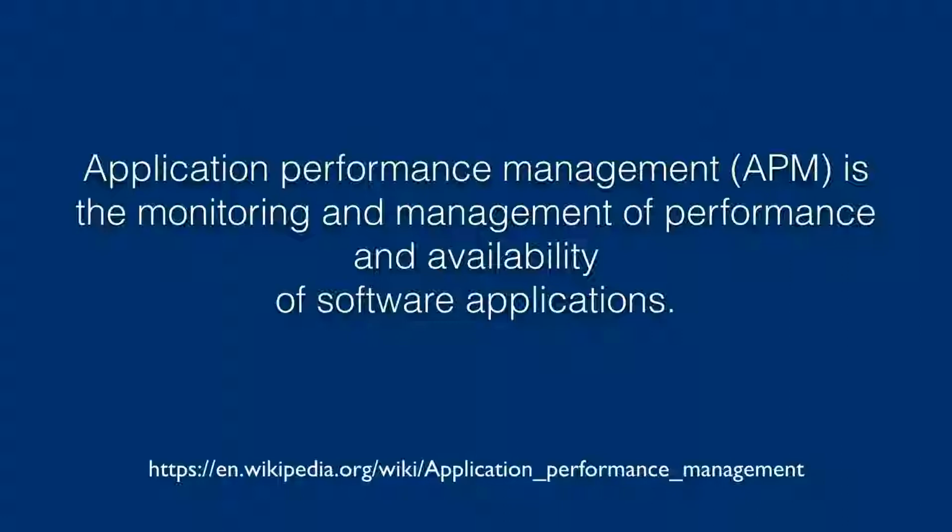According to Wikipedia, APM is the monitoring and management of performance and availability of software applications. The purpose of it is to detect and diagnose complex application performance problems to maintain an expected level of service. APM ultimately is the translation of IT metrics into real business meaning or value, like as we saw earlier, speed, definitely being tied to revenue for most businesses.